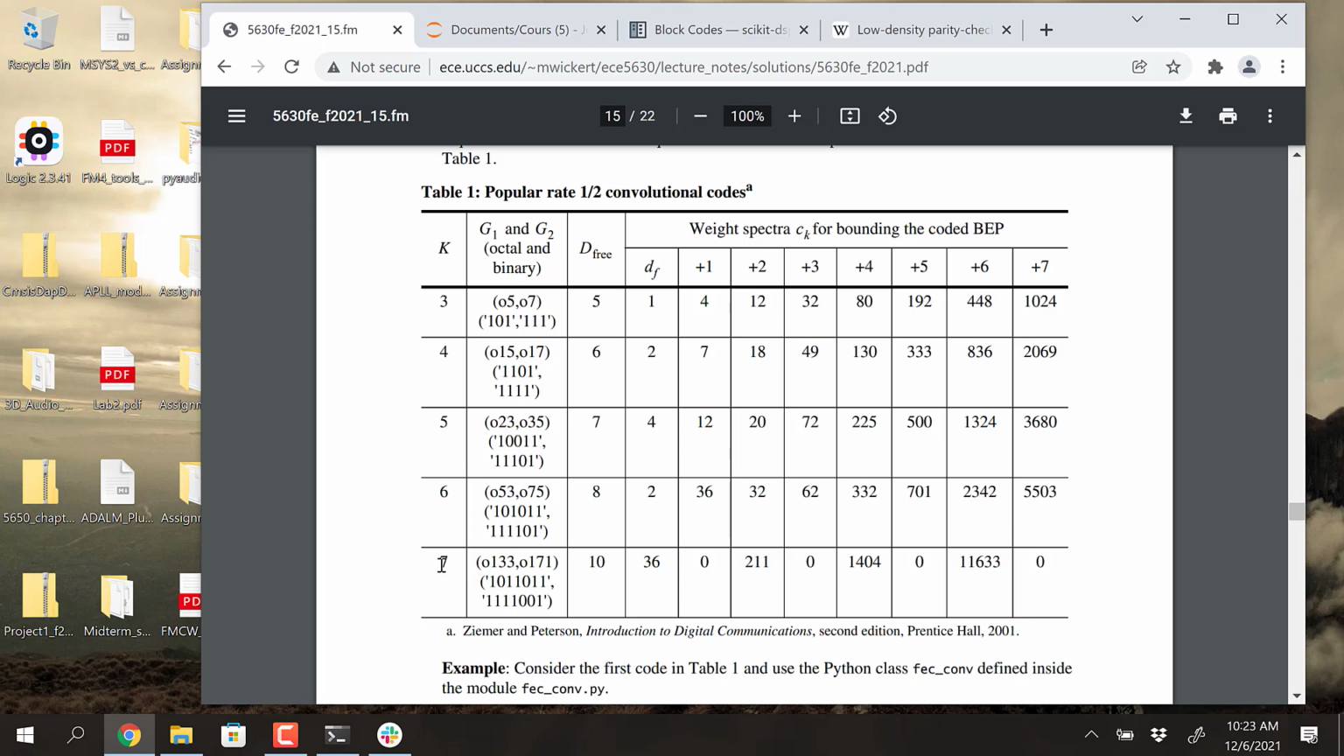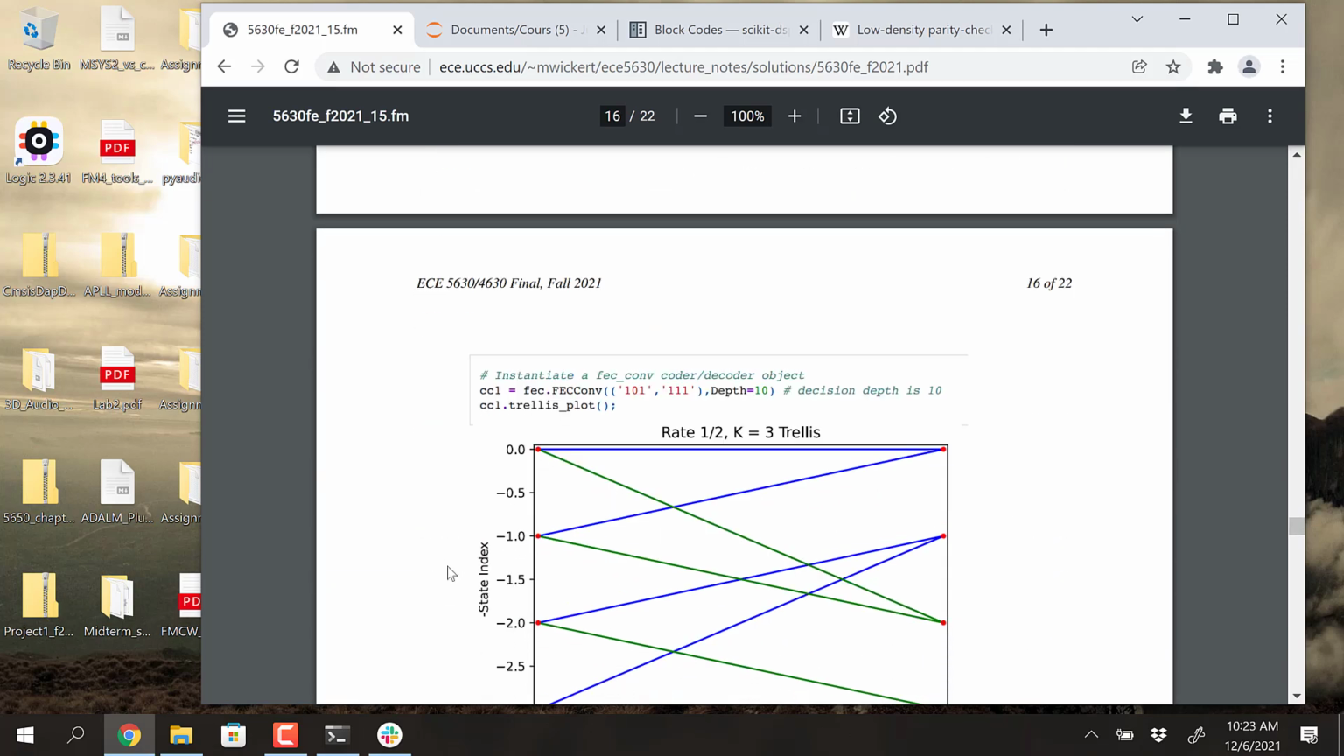Most real systems use constraint length 7 because the performance is very, very good with constraint length 7.